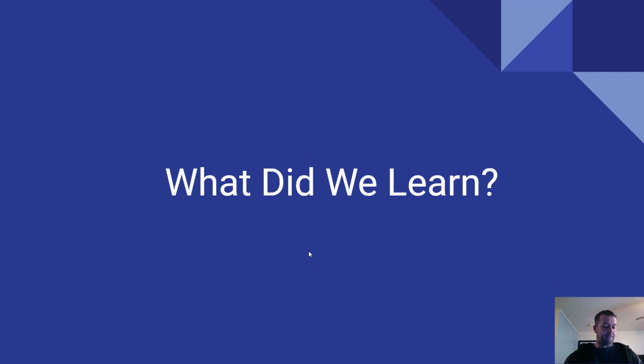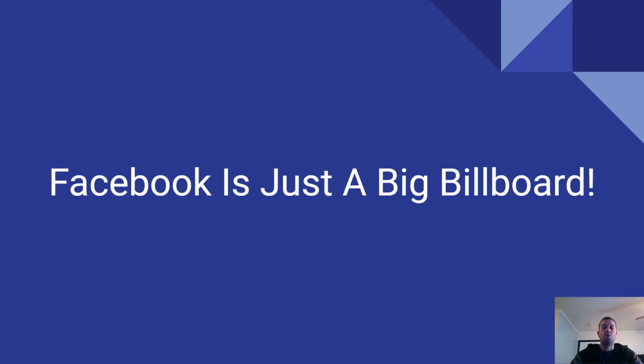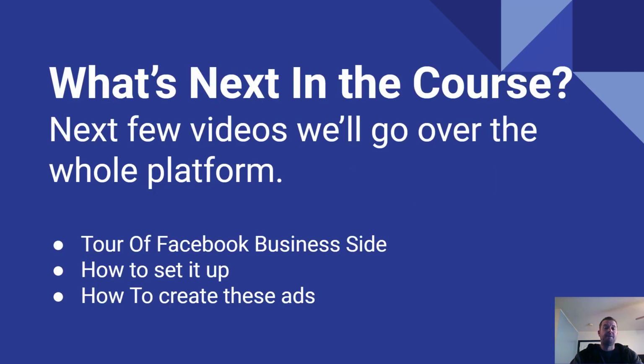So that's pretty much it for today's video. What did we learn? Facebook is just one big billboard, and all you've got to do is compete with another advertiser for that real estate and for the cost. So Facebook wants to make money, and so they're going to determine your ad against somebody else's in microseconds with click-through rates and relevance scores.